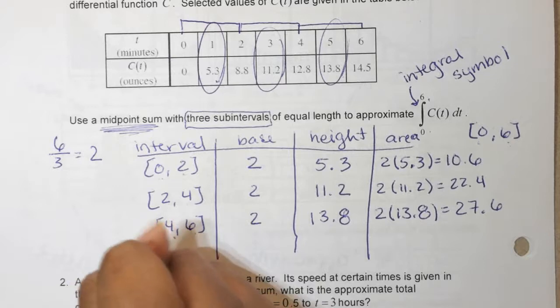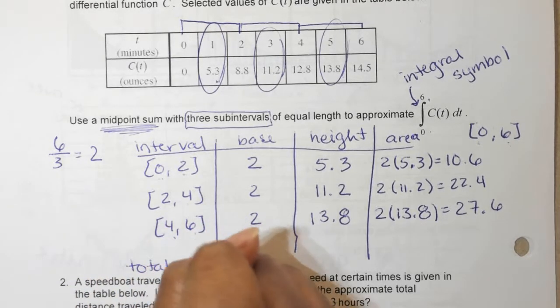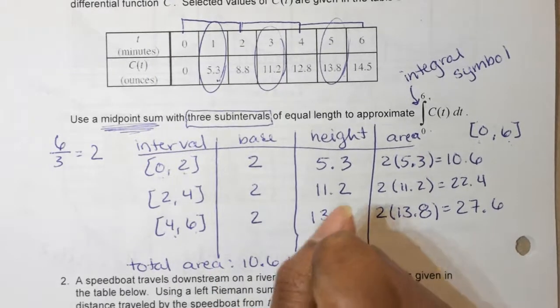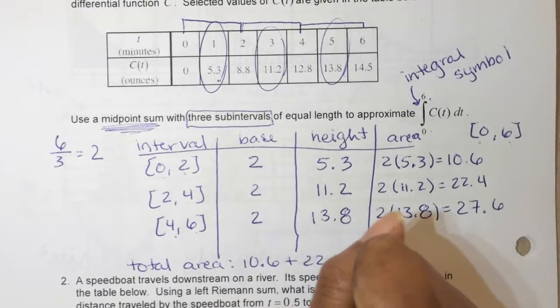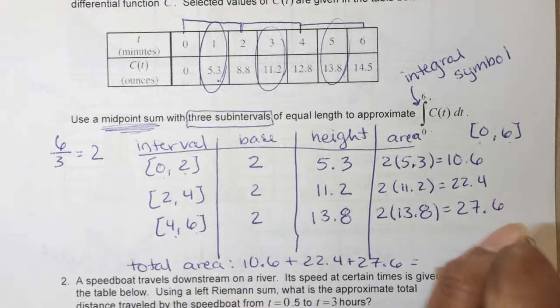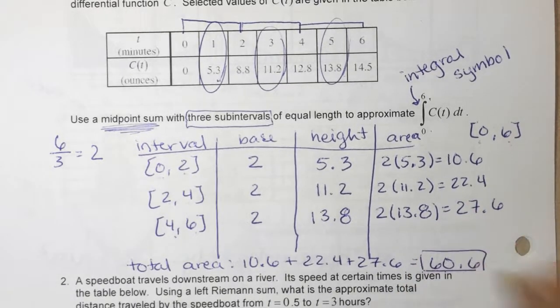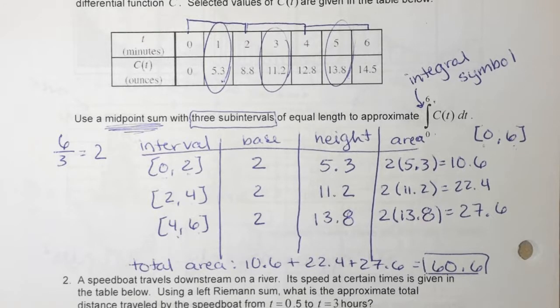So our total area is 10.6 plus 22.4 plus 27.6, which is 60.6, approximately.